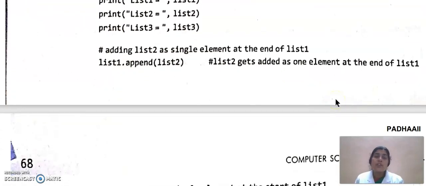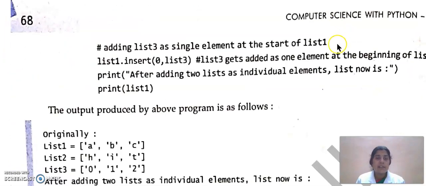Then adding list 2 as a single element at the end of the list: list 1 dot append list 2. That means list 1 now becomes the combination of both list 1 and list 2. So list 2 gets added to list 1 and list 1 is replaced by this value.